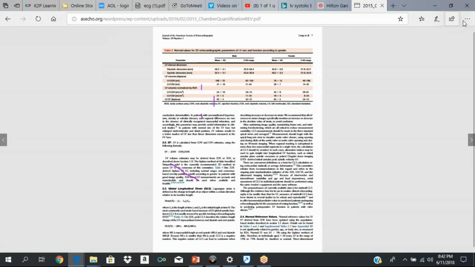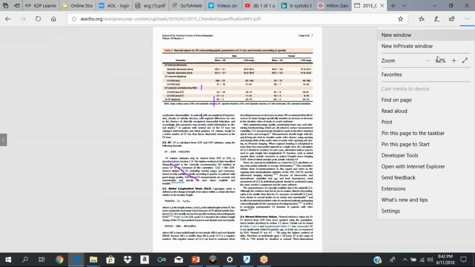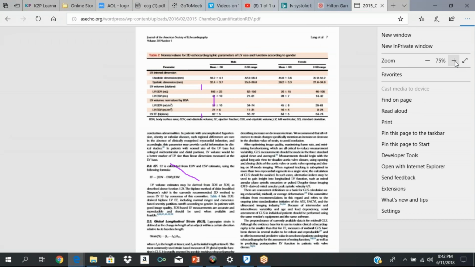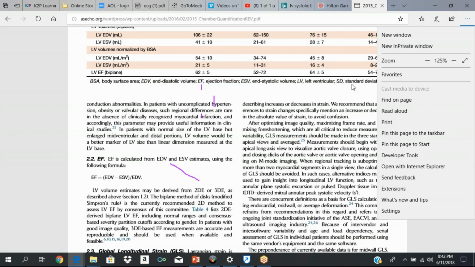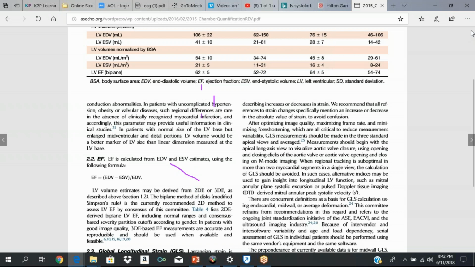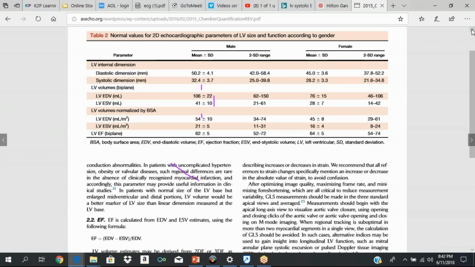All right. So this is what we're talking about. This is on the American Society of Echo website. For your linear dimension, okay, we didn't index the linear dimension.